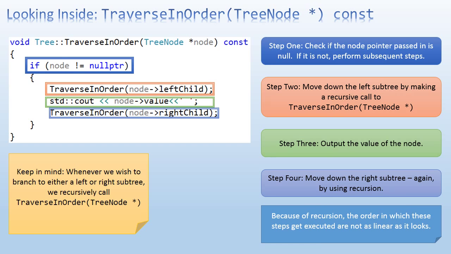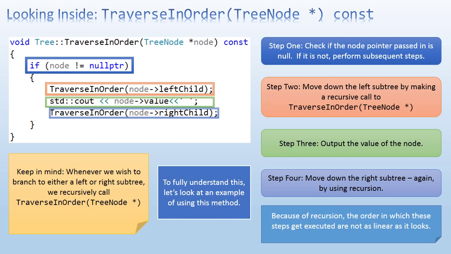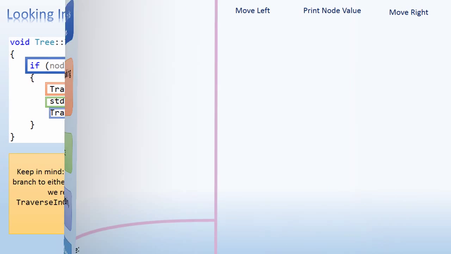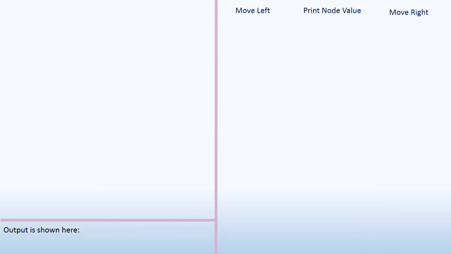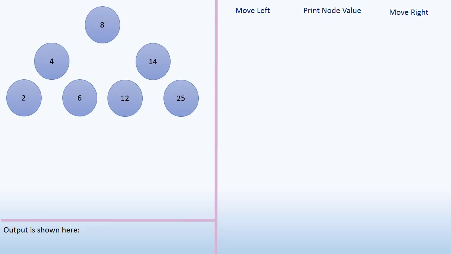Now, because of recursion, the order in which these steps get executed is not as linear as it looks. To fully understand this, let's look at an example of using the method. We have divided this window into 3 areas. On the leftmost pane, you're going to see a binary search tree. The output will be shown on the bottom of the left pane. On the right pane, we have 3 columns: move left, print node value, and move right. These represent the steps taken by a single call to the private helper method.